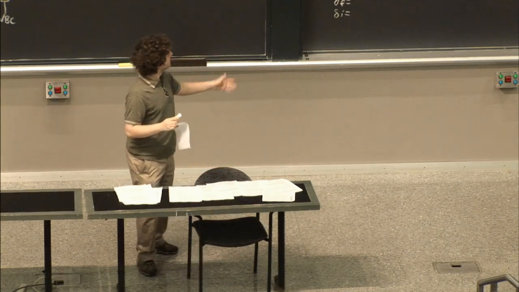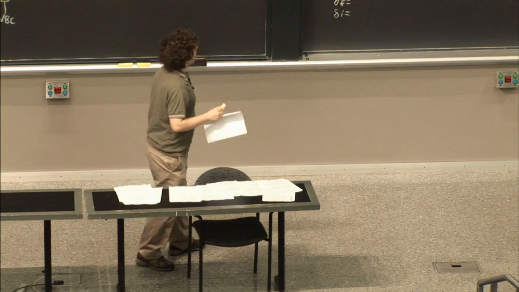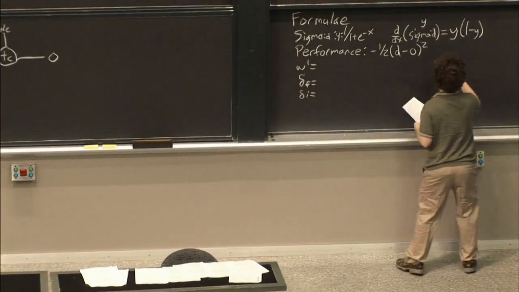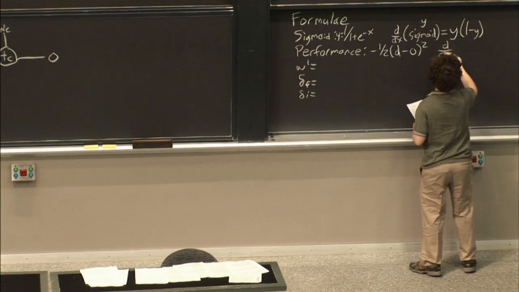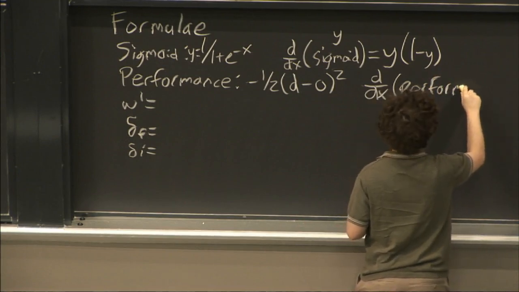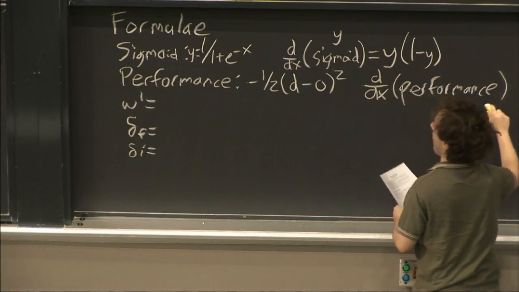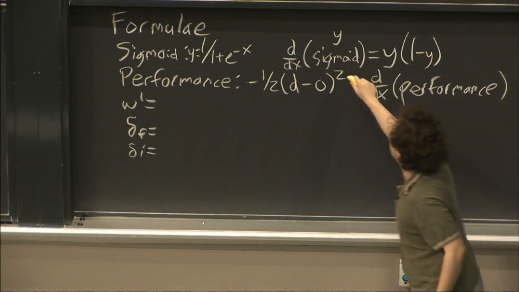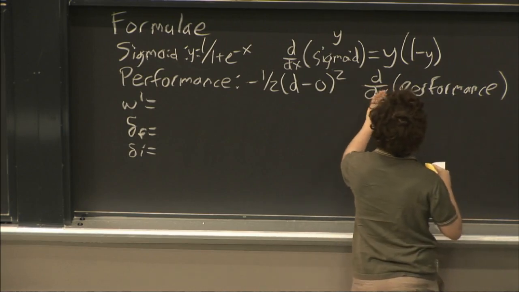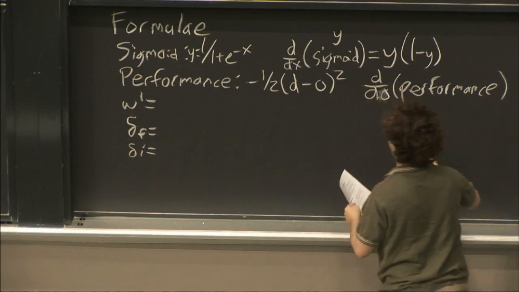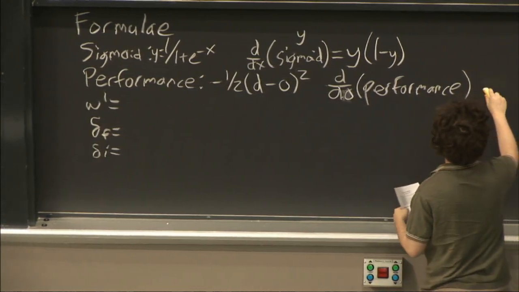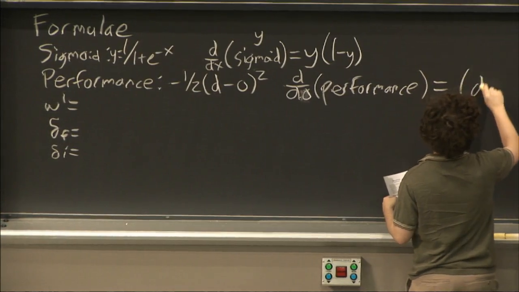So why this? Well, the main reason is the derivative of performance is, the 2 comes down, the O is the variable that we're actually differentiating with respect to, so maybe I should say d/dO. That negative comes out, we get a simple d minus o.